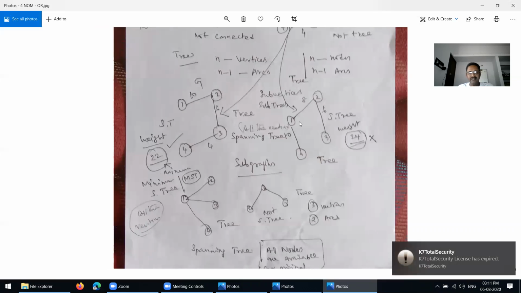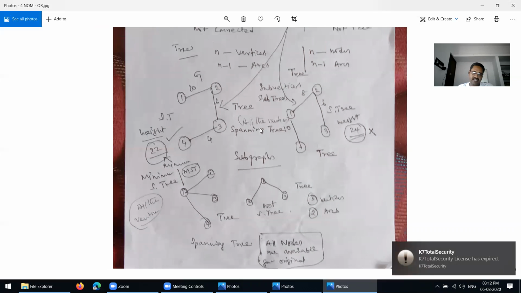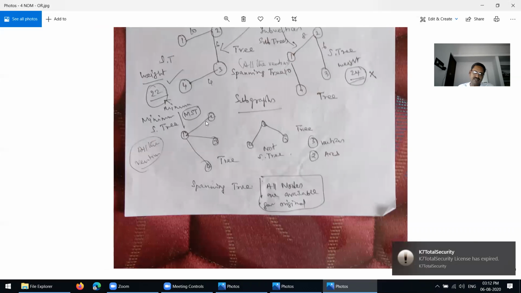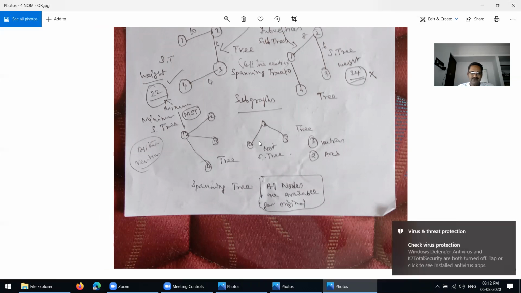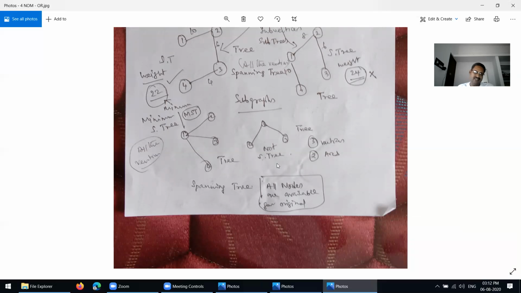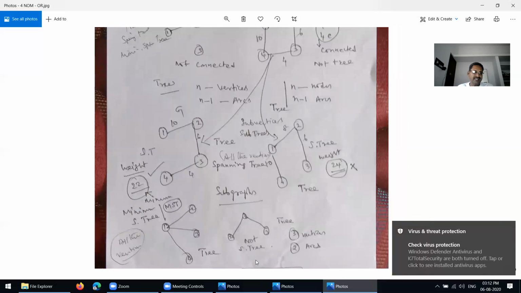The same thing. Here is also another subset, 1, 2, 3, 4. How many vertices? 4 vertices. How many edges? 1, 2, 3. So it also satisfies the condition of a tree. So it's also a tree. See here, here also, how many vertices? 1, 2, 3, 4. How many edges? 1, 2, 3. So it's also a tree. So see here, 1, 2, 3: 3 vertices and then 2 edges is also a tree. You understand now how to find the tree?